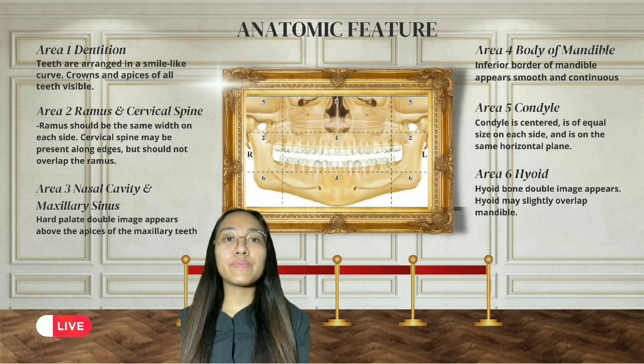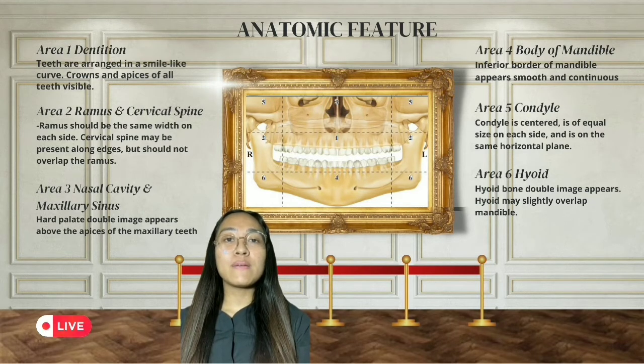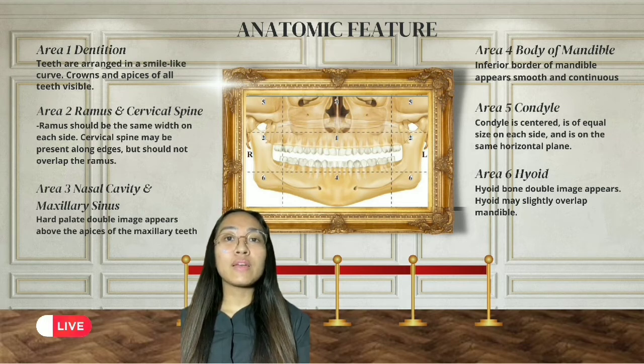is the condyle. Condyle is centered and is of equal size on each side and is on the same horizontal plane. And lastly is Area 6, which is the hyoid. Hyoid bone double image appears. Hyoid may slightly overlap the mandible. If any areas are obstructed, absent, or distorted, the image should be retaken.